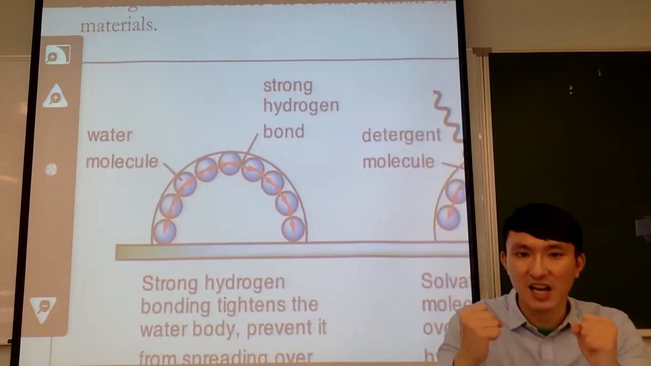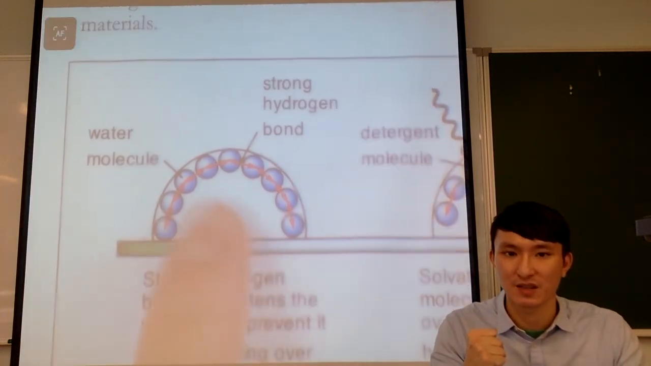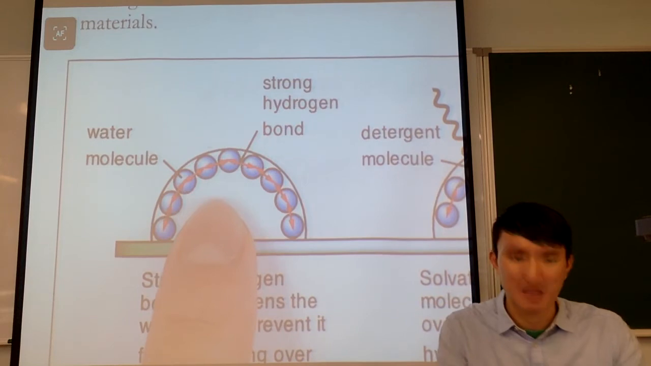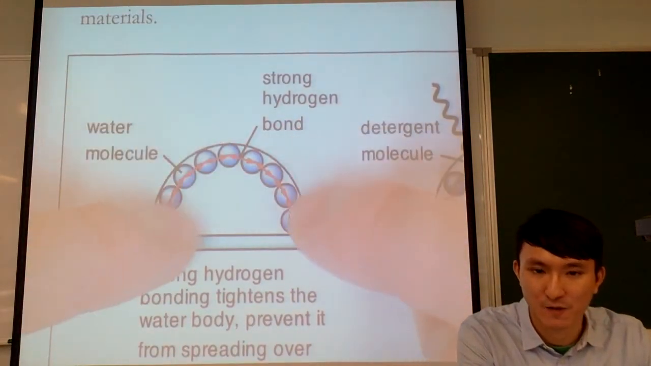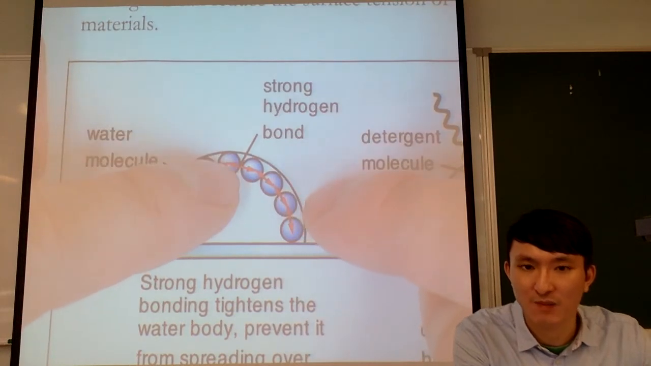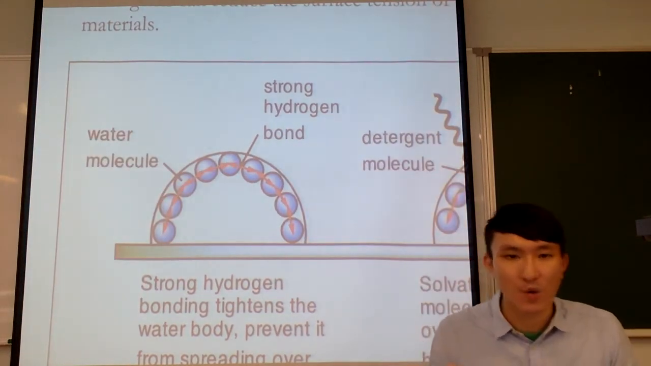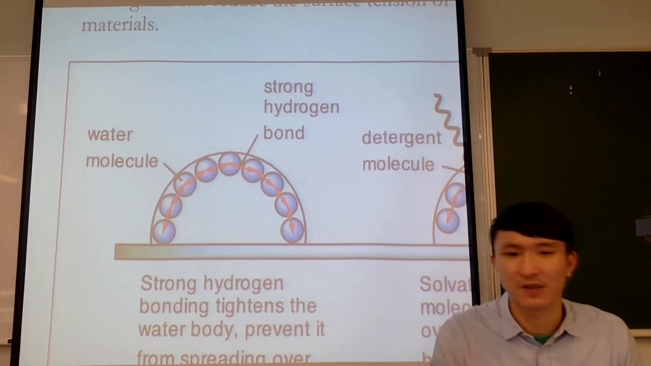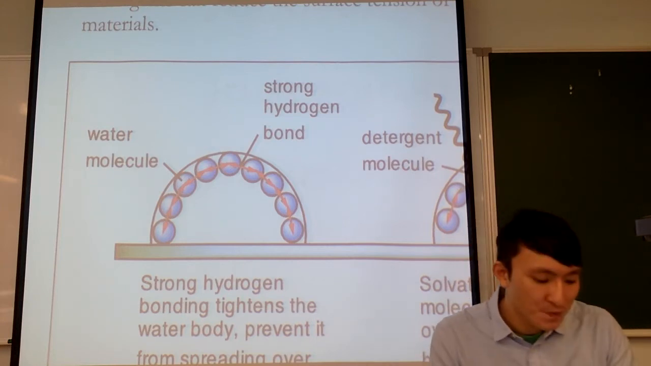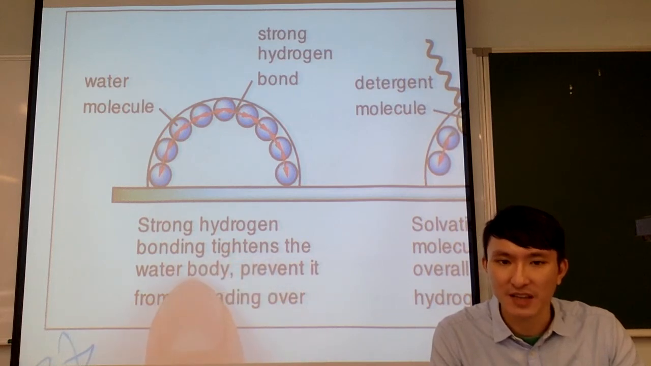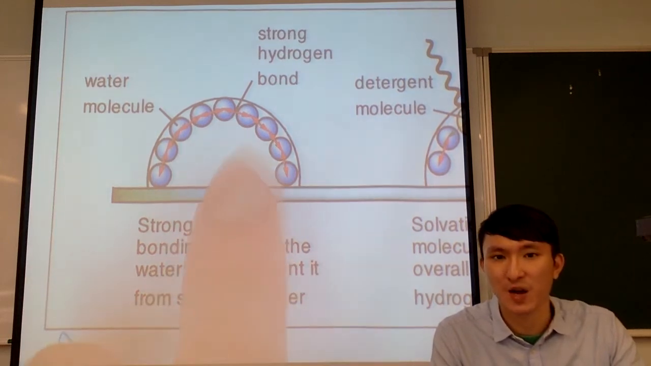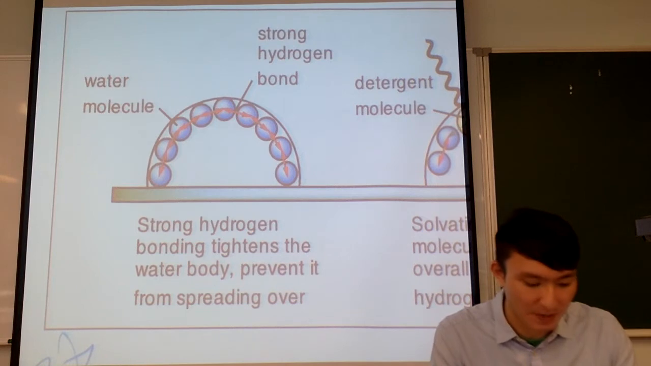So they kind of tighten up the surface. Think about it, if you want to make it flat, you are trying to overcome these strong hydrogen bonds, which is a little bit difficult, right? So if you have a strong intermolecular force, you tend to tighten up the water body, preventing it from spreading over. So that's why water does not have a lot of wetting property.